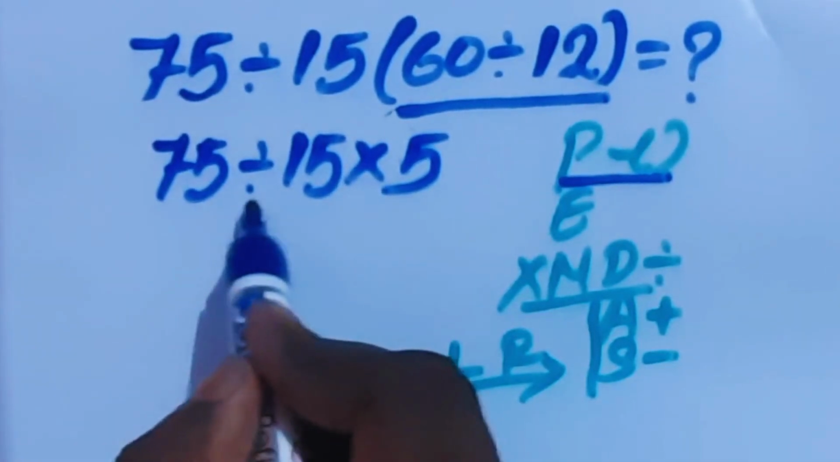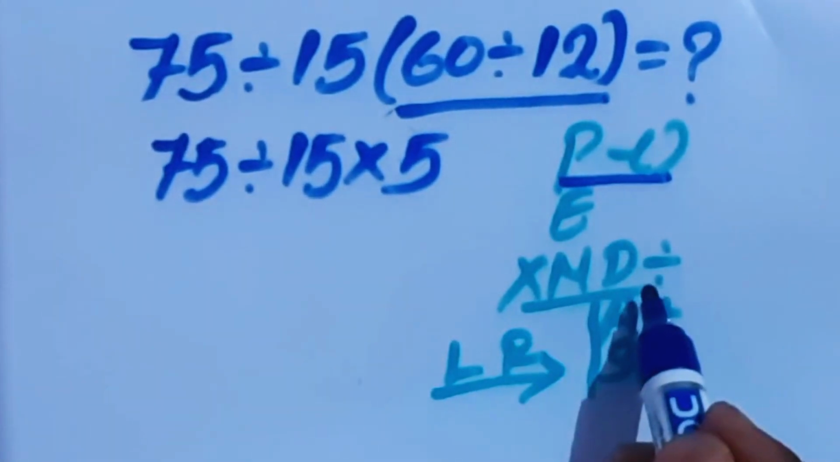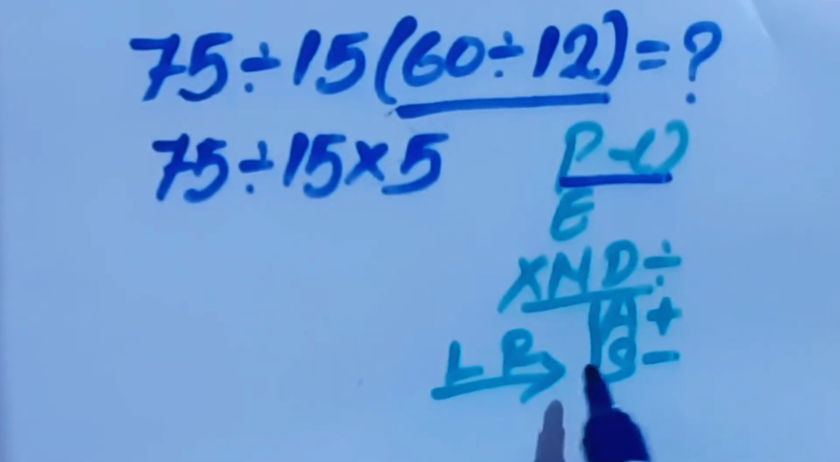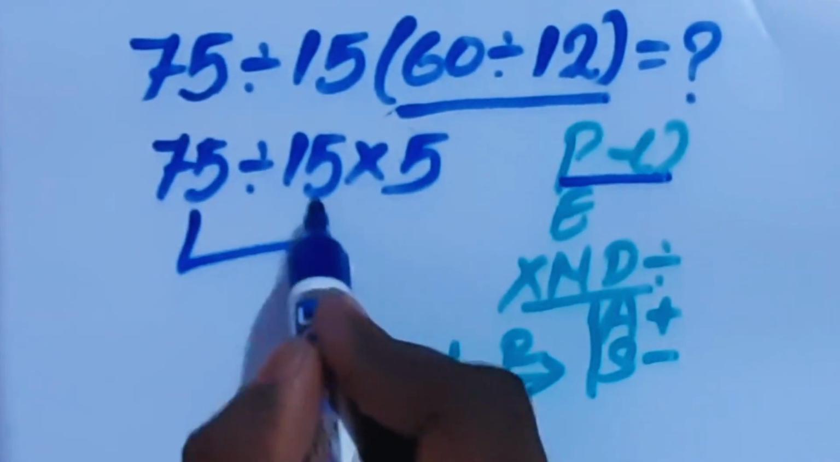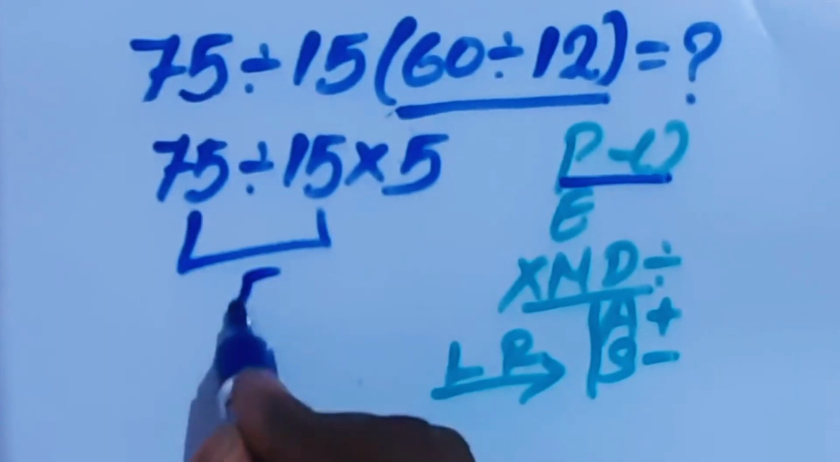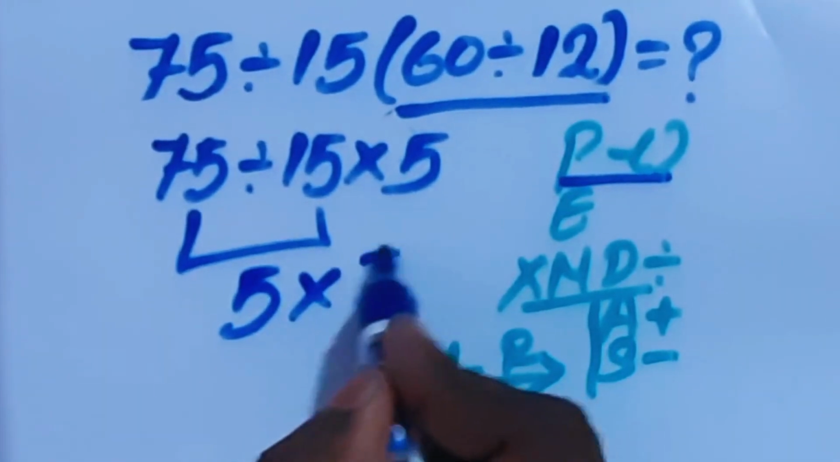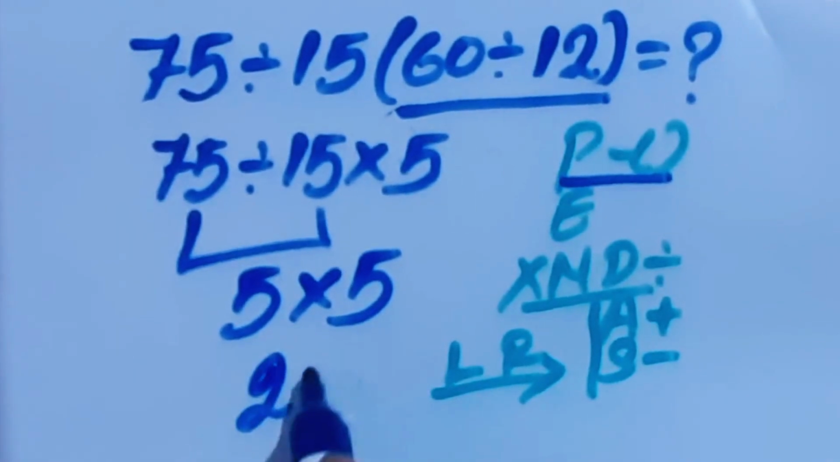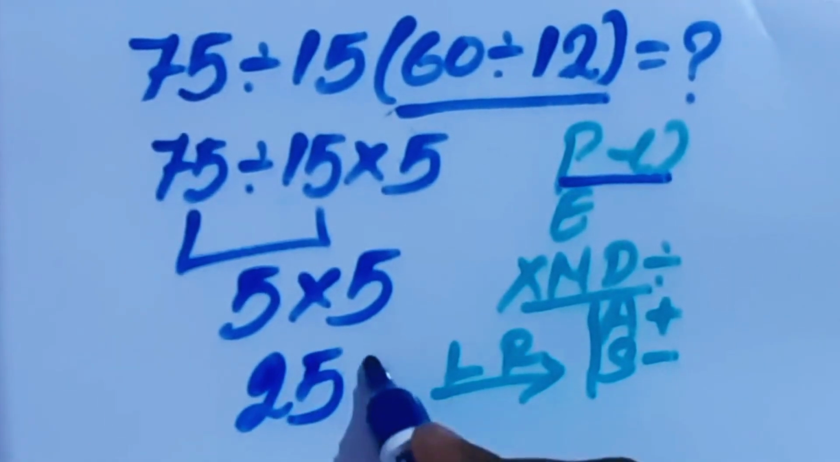Now we have division and multiplication. Both are equal priority. For this, we have to follow the left to right rule. Here left to right is this 75 divided by 15, which is 5, times this 5. Now 5 times 5 is 25, which is the correct answer here.